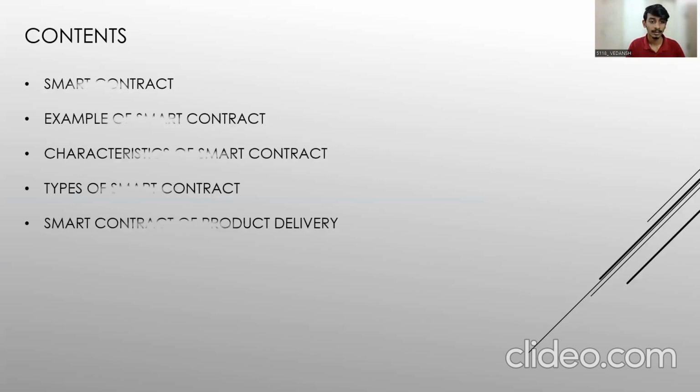So these are the contents that we are going to cover in this presentation. First, we'll discuss what is a smart contract. Then we'll see an example of a smart contract. Then we'll look into the various characteristics and types of smart contract. And then we will look at how the code of a smart contract is executed for the product delivery status.